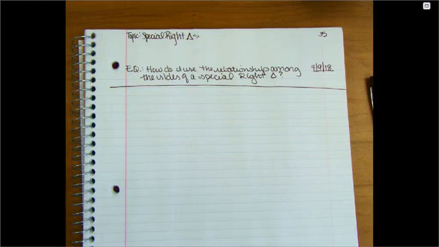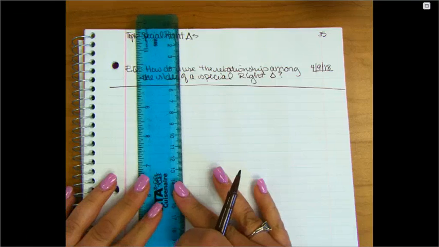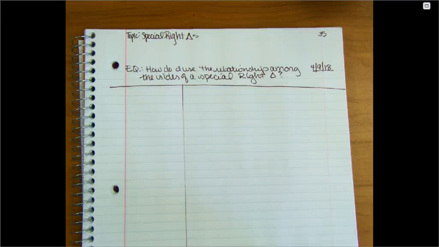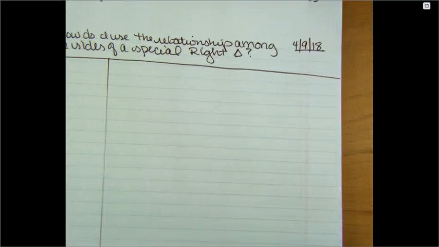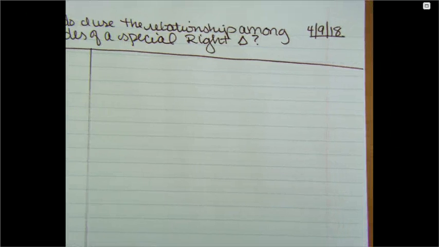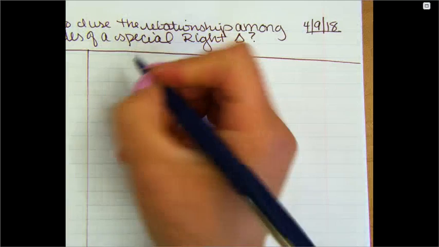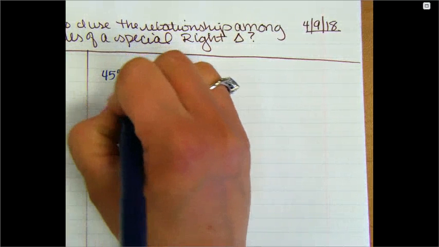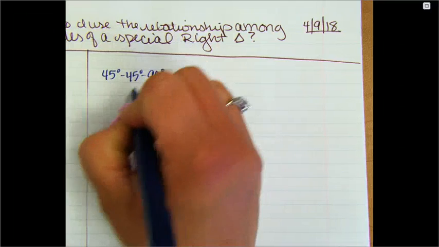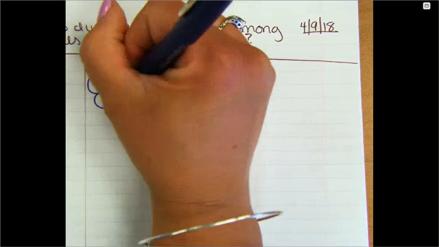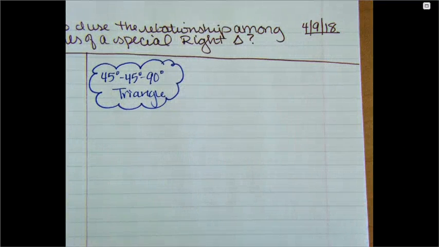All right, there are two types of special right triangles. Only two. Okay? So there's only two types of special right triangles. It's on the board. All right, the first one is a 45, 45, 90 degree. Forty-five, 45, 90.